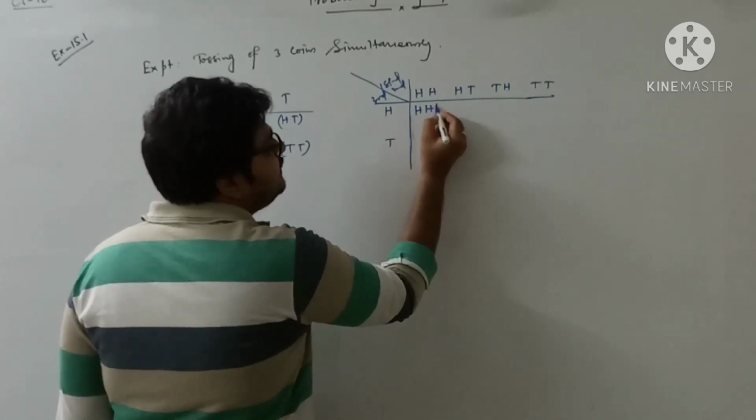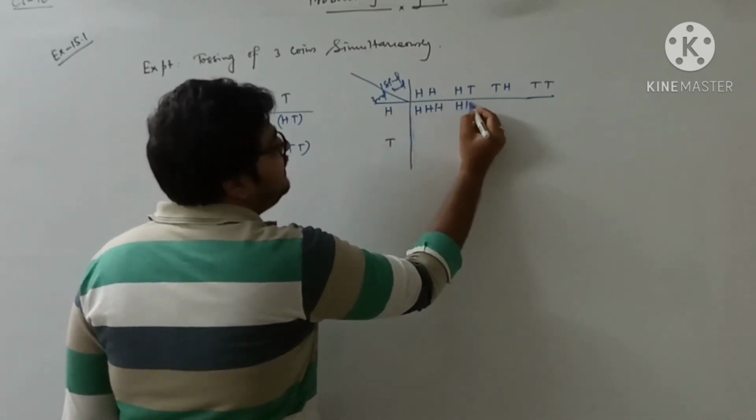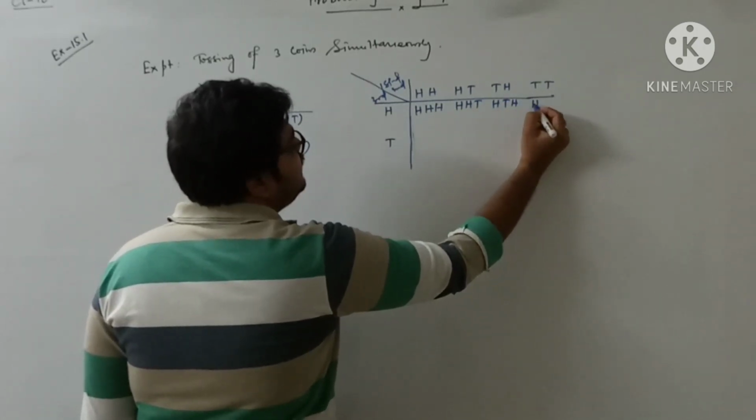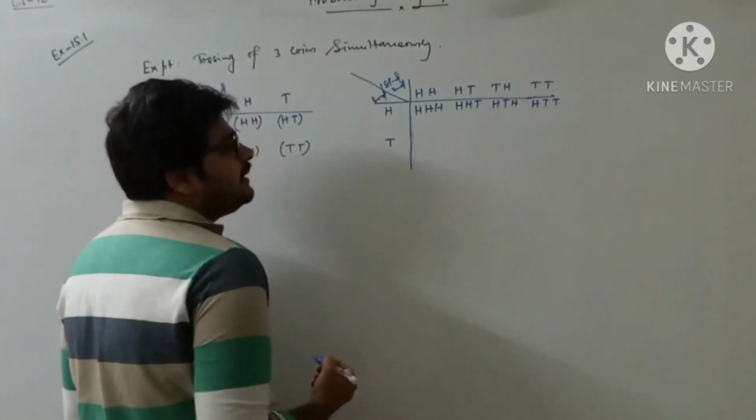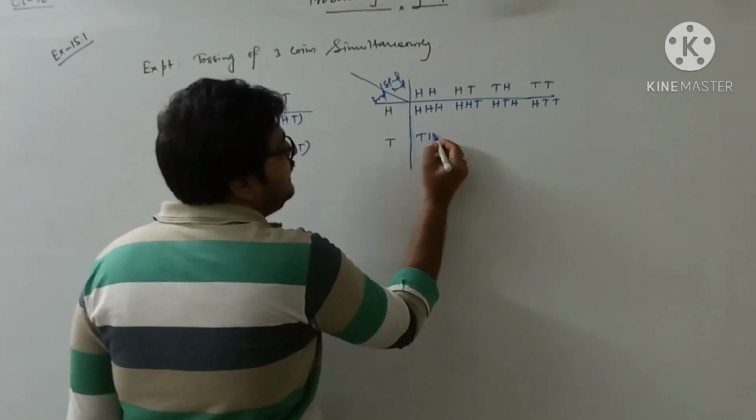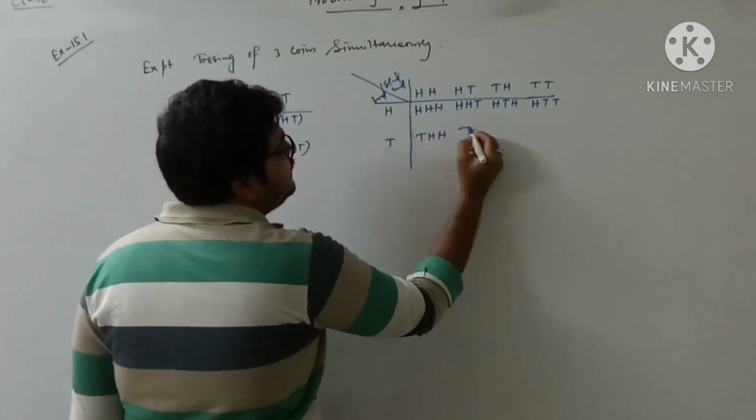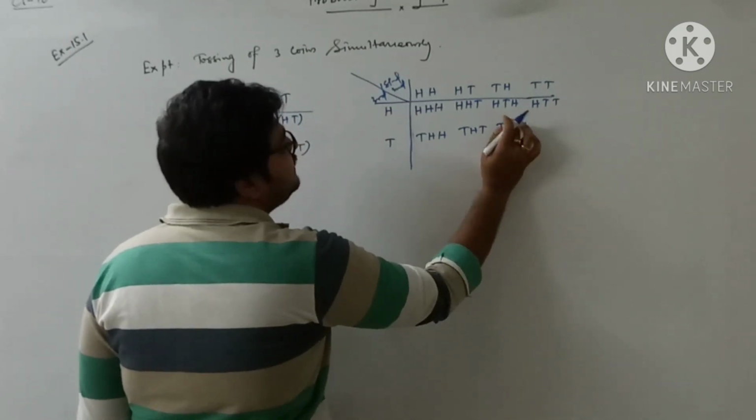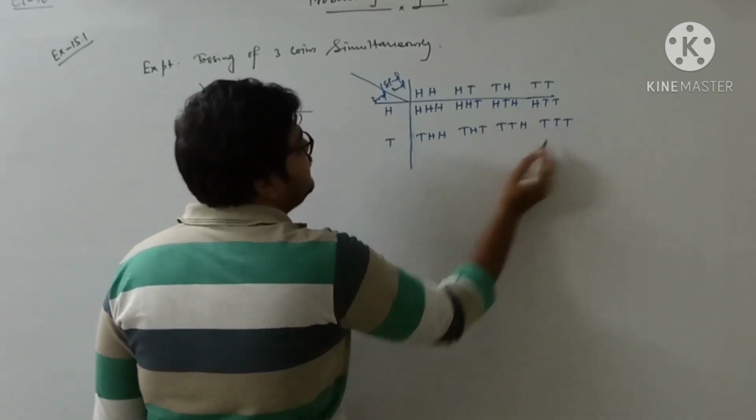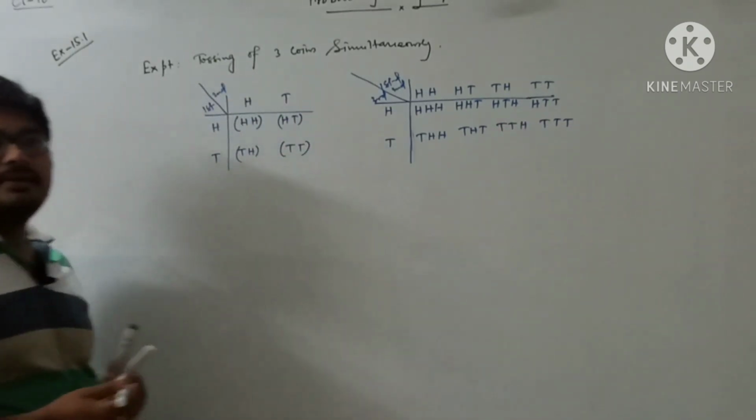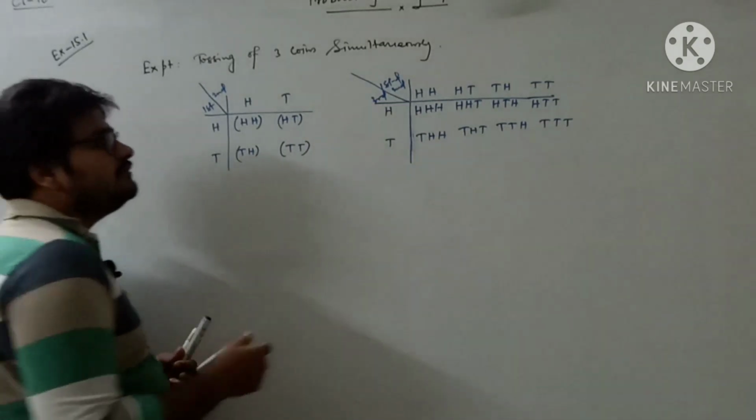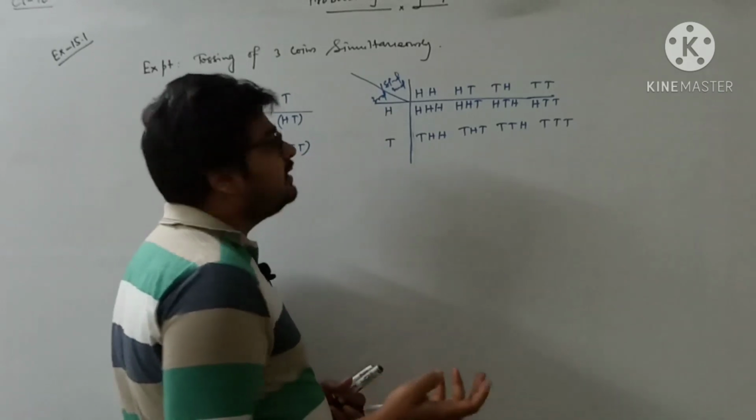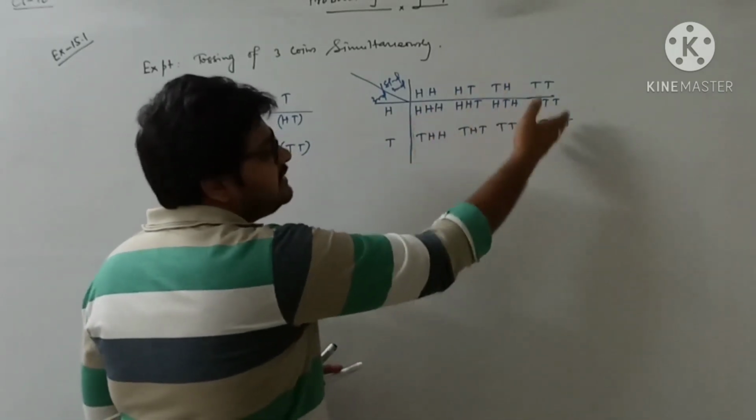Head head head, double head tail, head tail head, head double tail, tail double head, tail head tail, double tail head, tail tail tail. So total how many outcomes are coming after tossing the three coins simultaneously?